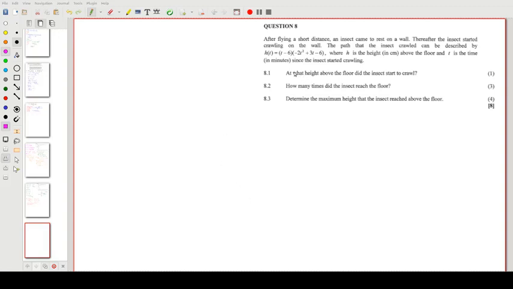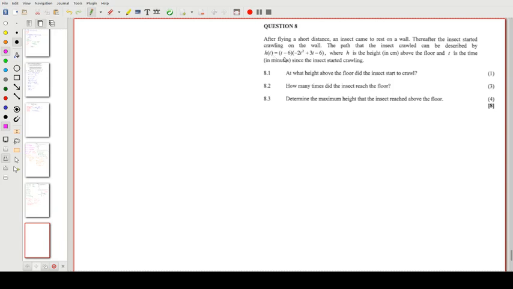In question 8 here, we've got some practical applications of differentiation. So let's read the question. After flying a short distance, an insect came to rest on a wall. Thereafter, the insect started crawling on the wall. The path that the insect crawled can be described by this function.